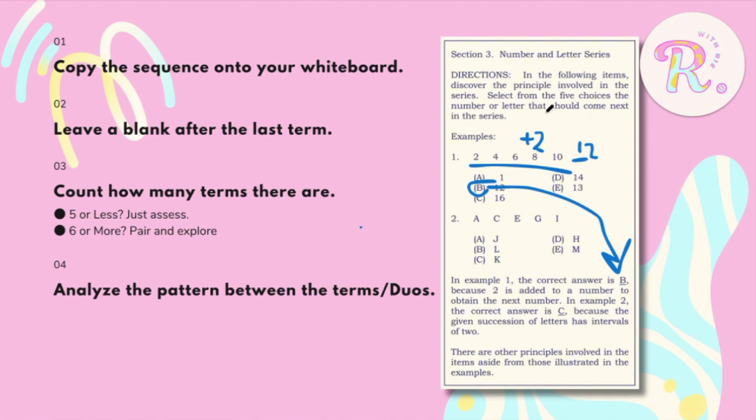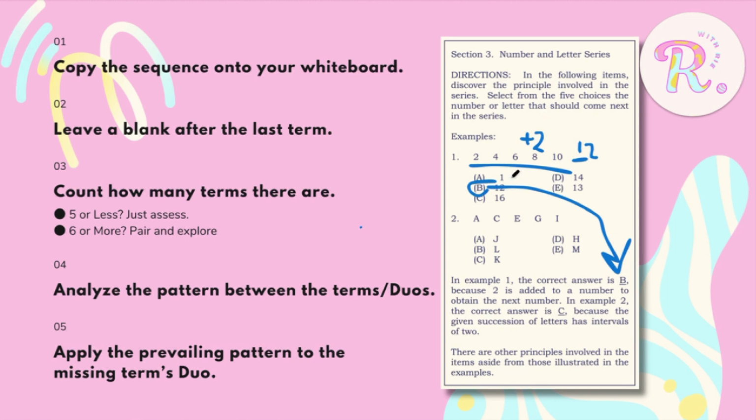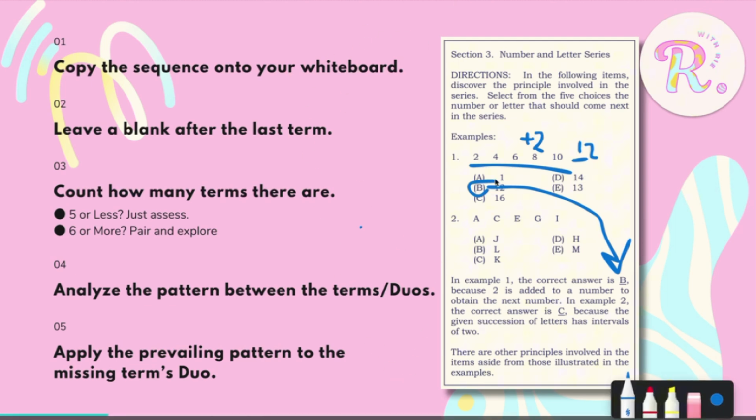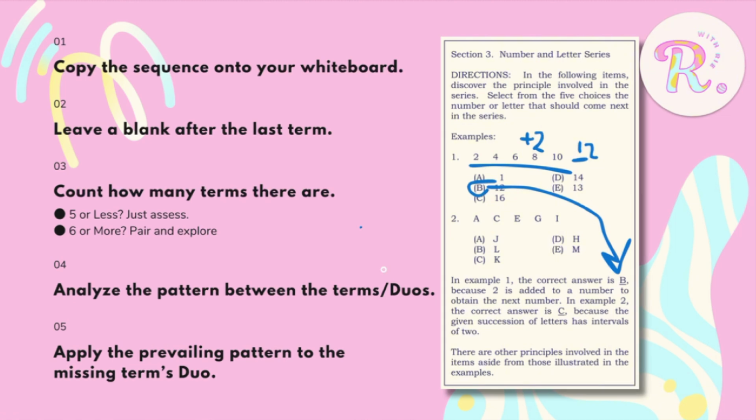It's an increasing arithmetic series. Our last step would be to find the prevailing pattern, the pattern na nananaig, at i-apply yung pattern sa missing term na duo. It's either the missing term or the missing term duo. So maybe it does not make sense right now, but keep in mind these steps, and this will get clearer as we go on with the examples. Okay, so are you ready? I will not be flashing the steps anymore as I did with the hidden figures. So please copy this onto a piece of paper next to you, and let's go about our first example.